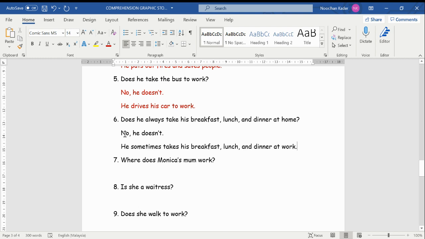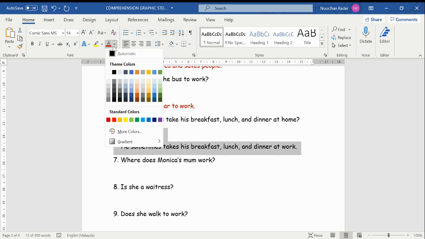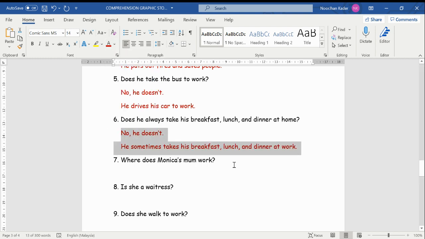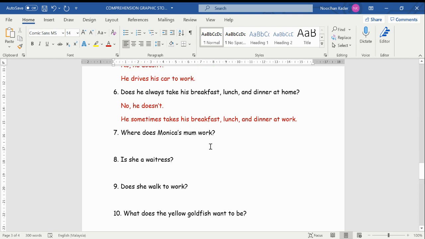Okay, let me change it to red. Sometimes it's working, sometimes it's not working. Don't forget your full stop and also the capital letter. Always the sentence has to start with the subject. Subject means noun, which is people. But in this case, it is a pronoun. It is not the subject with the name. So this is a pronoun.